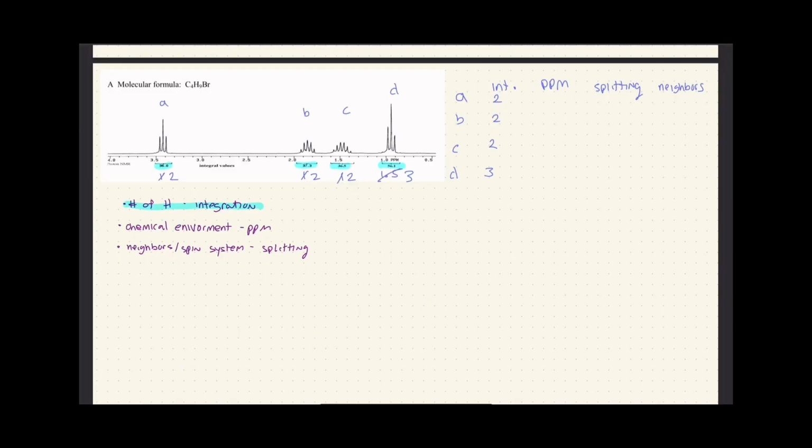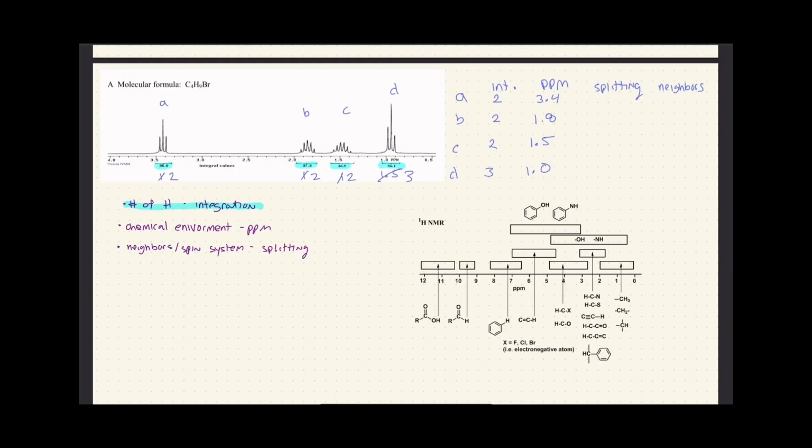And now I'm going to tabulate the ppm. Peak A is around 3.4. I take it from the middle of the peak, but I don't have to be that exact. Peak B is around 1.8. Peak C around 1.5. And peak D around 1.0. Having this information listed and tabulated makes it really easy for me to go to a reference table for NMR and compare.